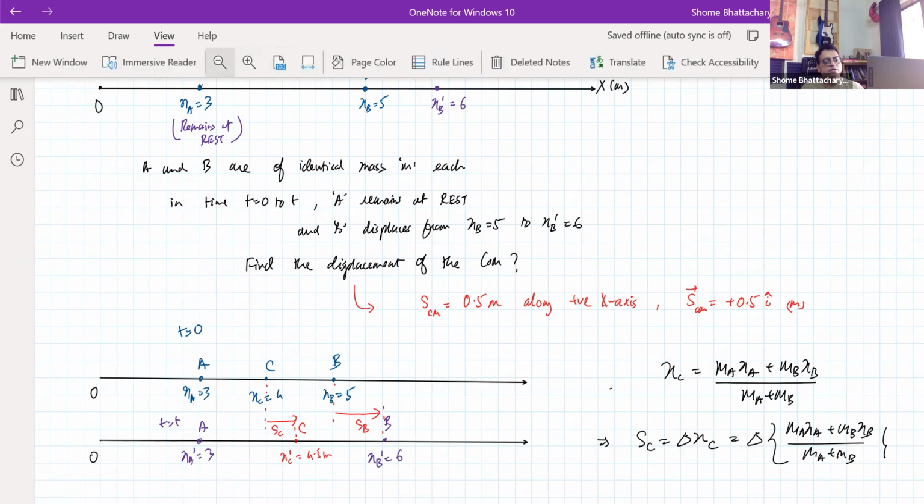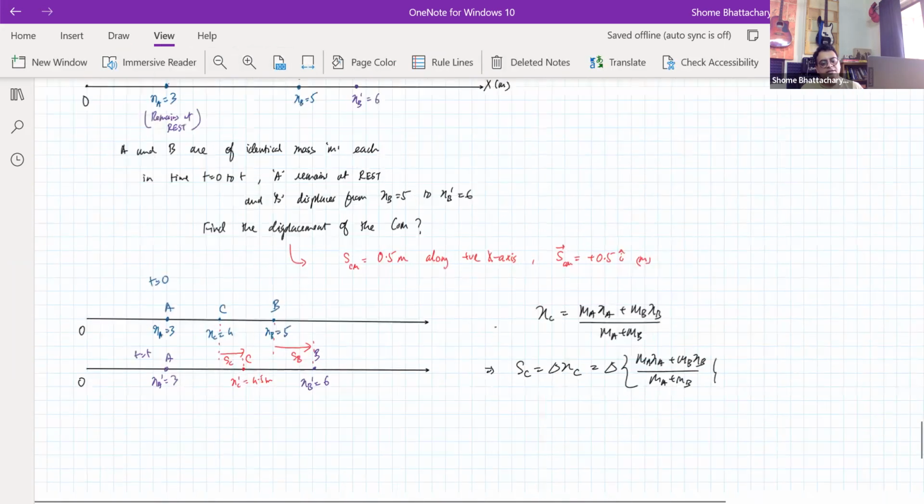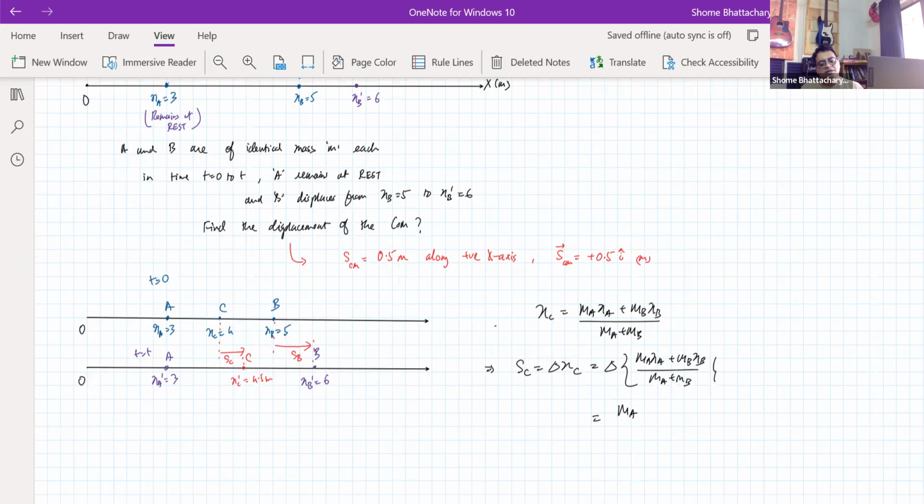So when we take the delta inside the bracket here, it becomes MA into delta XA plus MB into delta XB divided by MA plus MB. This is the general formula. So the displacement of the center of mass becomes mass into displacement of A plus mass into displacement of B divided by the summation of the masses.